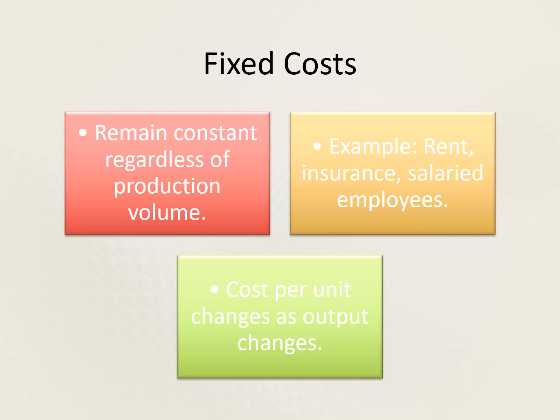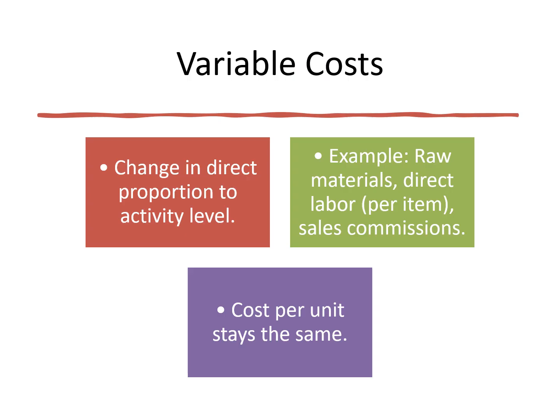First, we've got fixed costs. These don't change no matter how much you produce, at least not in the short term. So whether you're making 10 units or 1,000 units, the cost stays the same. Examples include rent, insurance, or salaried employee wages. But here's the catch. While the total fixed cost stays the same, the cost per unit actually decreases as you produce more.